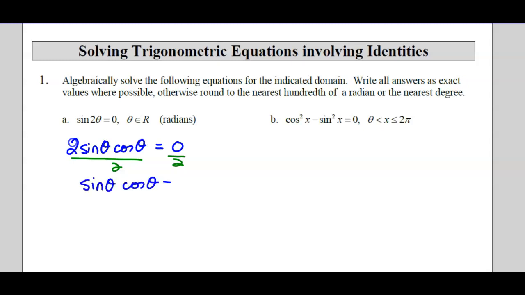You cannot get just one trig ratio by itself. But remember, this is a product. All of those other ones that we were doing today, when we factored, we let each factor equal 0. This is a factor. So your 2 factors equal 0.